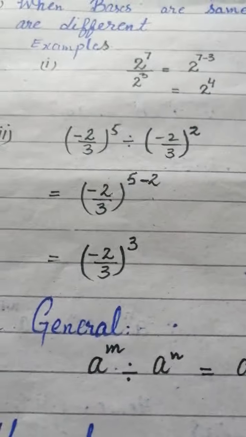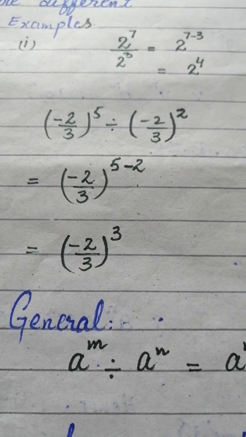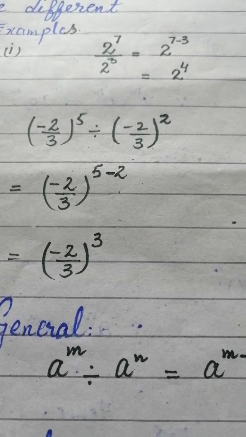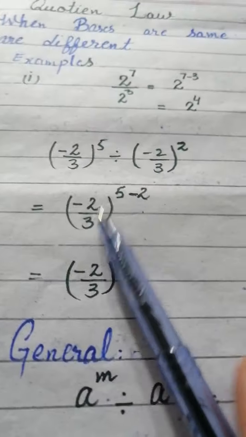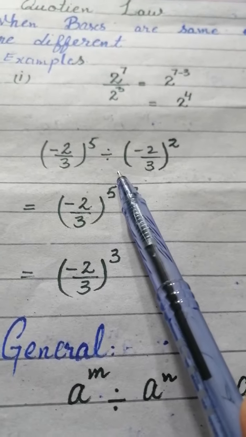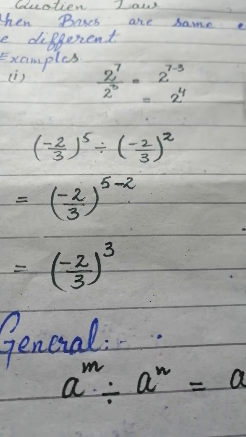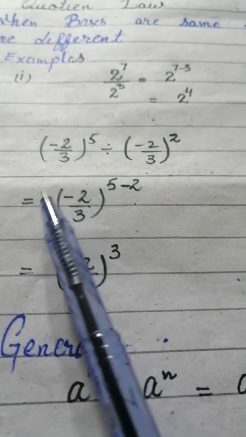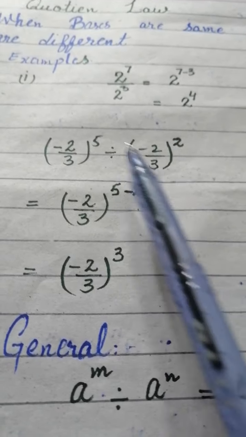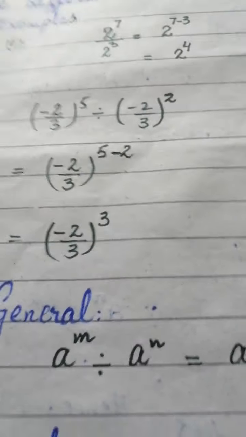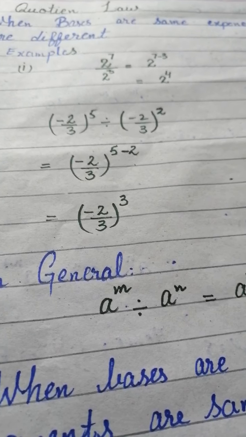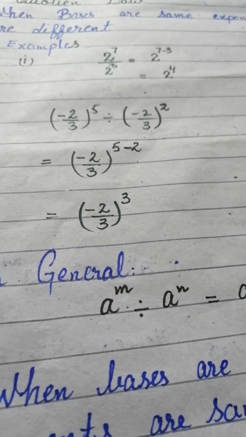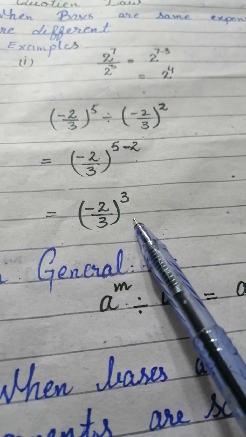Next, there is the example minus 2 over 3 raised to power 5 divided by minus 2 over 3 raised to power 2. You can write the division form like this. So bases are same, we just subtract their exponents. 5 minus 2 equals 3. This will be our required answer.